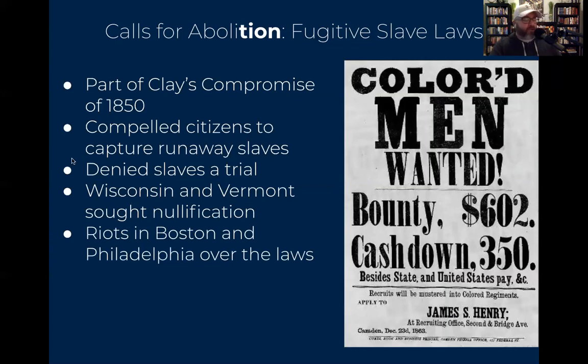So we see riots in Boston taking place, in Philadelphia, over these laws. It was difficult to determine who were recently escaped slaves and who were freed African Americans in the North. So this was just a tremendous challenge for the North, really bringing into question the issue of the humanity of this. Is it a responsibility of a Northerner to go out there and capture?